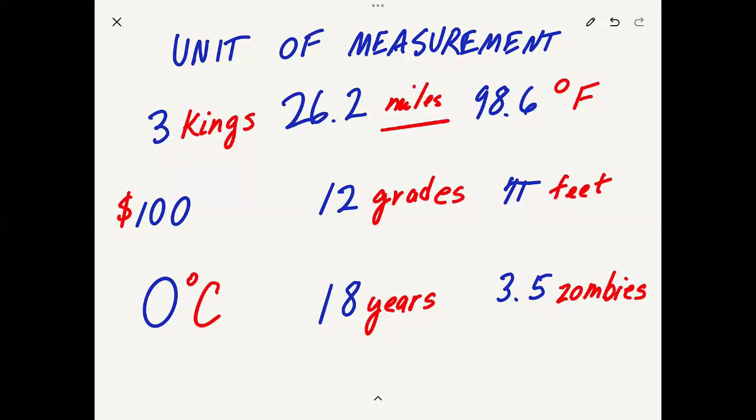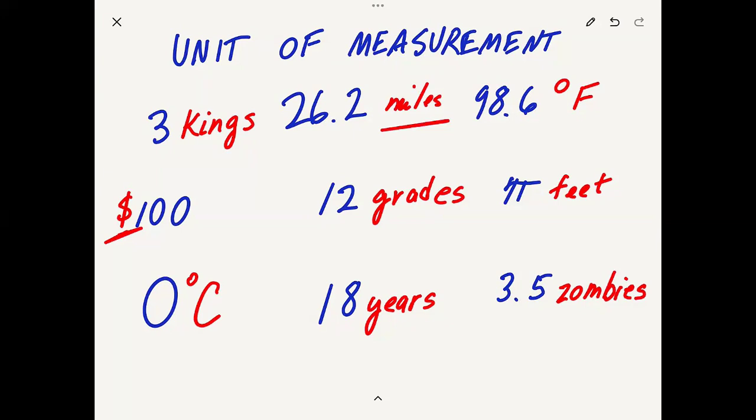When I say 100, what does that mean? Is it $100? Is it 100 yards? Well, I said $100, and the reason is this is the only one that I can think of where the unit of measurement comes before the number. Usually, the unit of measurement is the word or words that follow the number. So if I say 12, that's just a number. But if I say 12 grades, you say, oh, that's the number of grades you have to complete in order to graduate from high school.